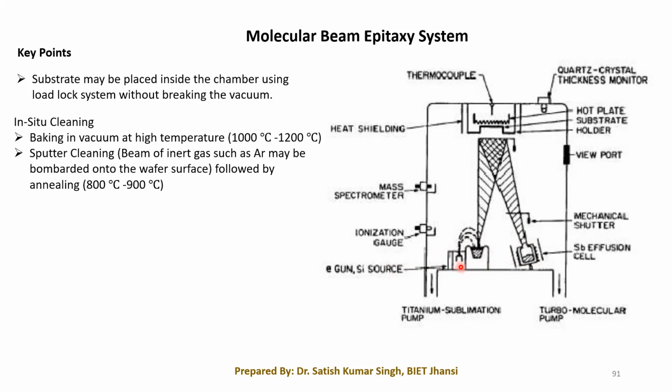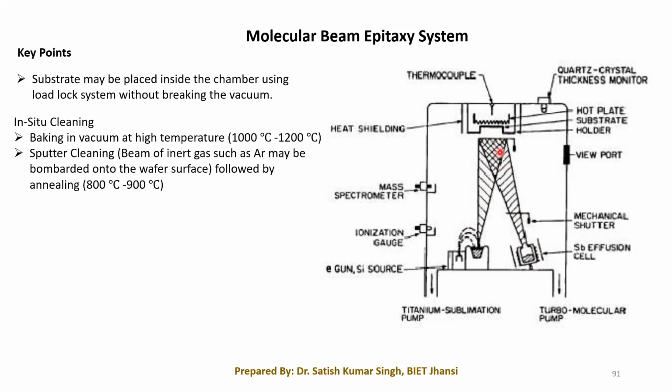Now we have to turn on the electron gun and use the electromagnetic focusing method, and this electron beam will be bombarded onto this particular silicon and it will get evaporated. Once this evaporation is taking place, at the same time the dopant will also get vaporized by some other heating mechanism. Then these two beams will go together and condense onto the surface of the substrate, and slowly it will form a layer.